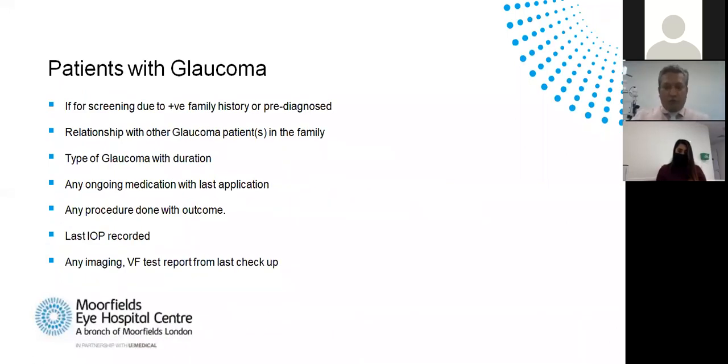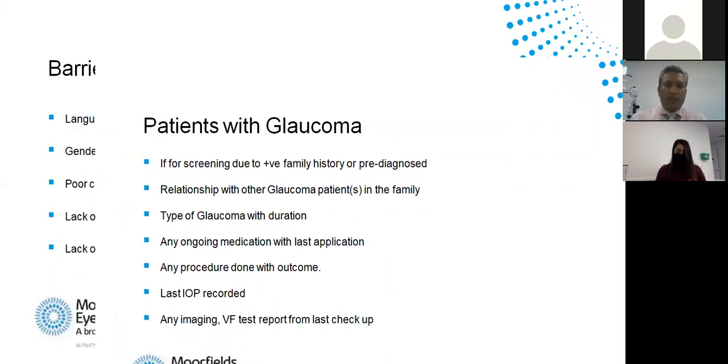Now, the patients with glaucoma. In patients with glaucoma, the family history is very important, and what kind of glaucoma, and if there is any medication they're taking, if someone else in the family, what kind of medication or what kind of management was done for them. Mostly glaucoma patients will already know their pre-diagnosed conditions, so we can ask what management was done before, what the IOP or intraocular pressure was, then any imaging done if they have any previous reports.